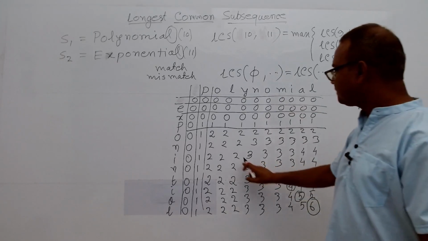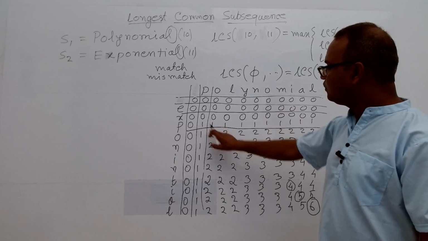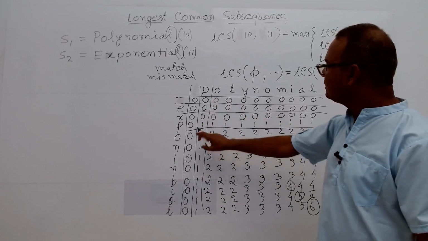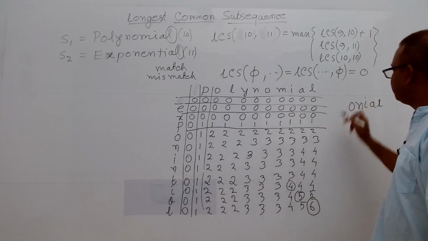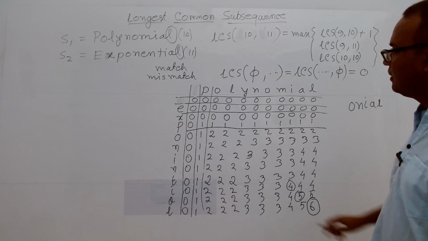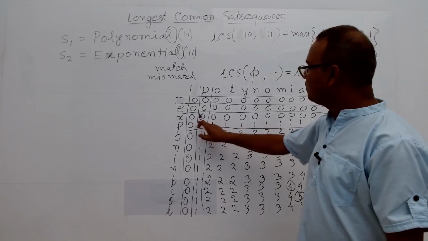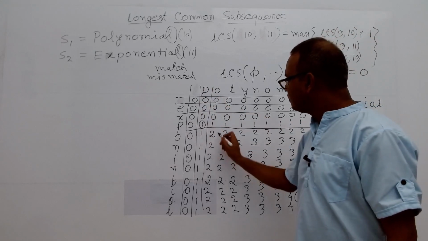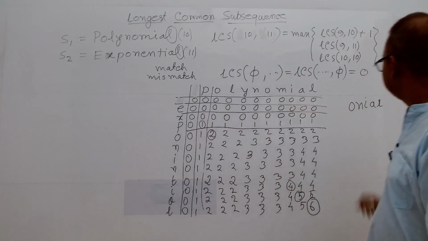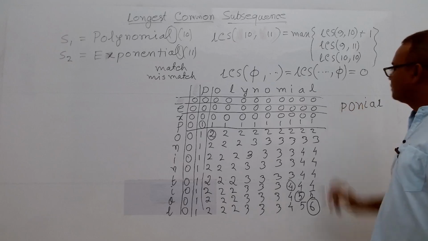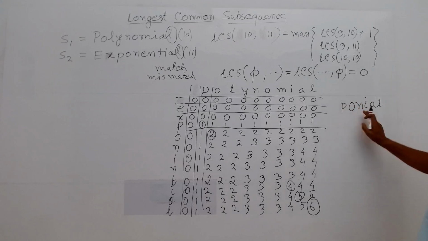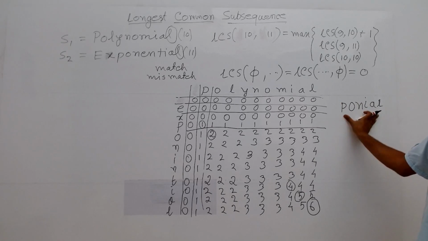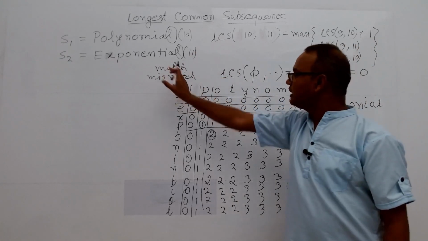And this 2 became 2 from 1 at that position, so you can select this element, okay. And 1 became 1 from the 0 at this position, so this is going to be selected, this is going to be selected. So I got PONIAL. So this is the common subsequence between polynomial and exponential.